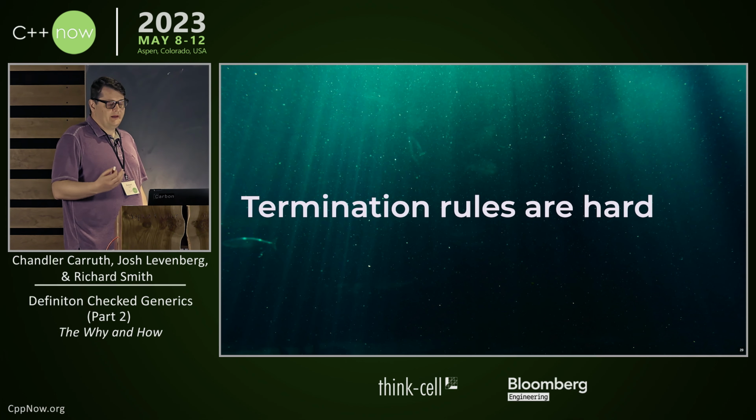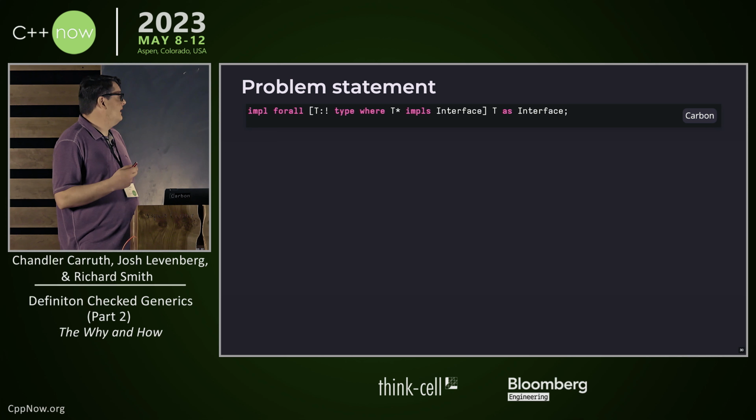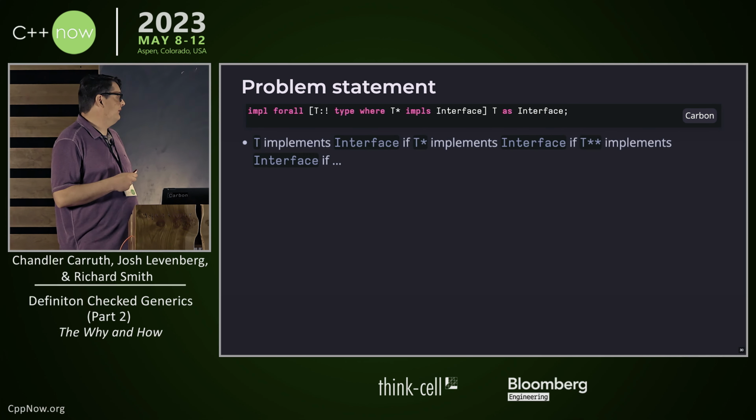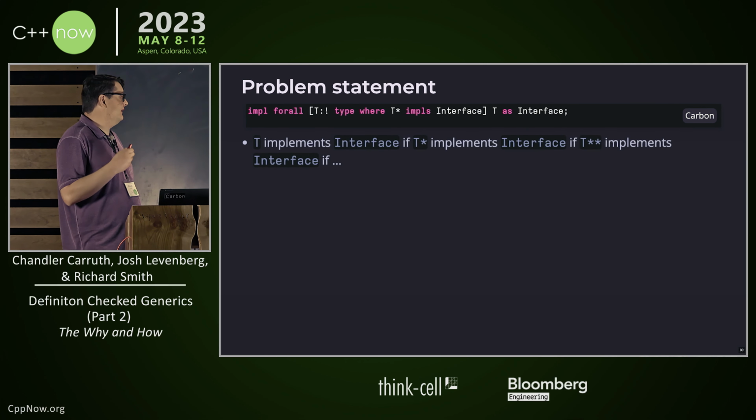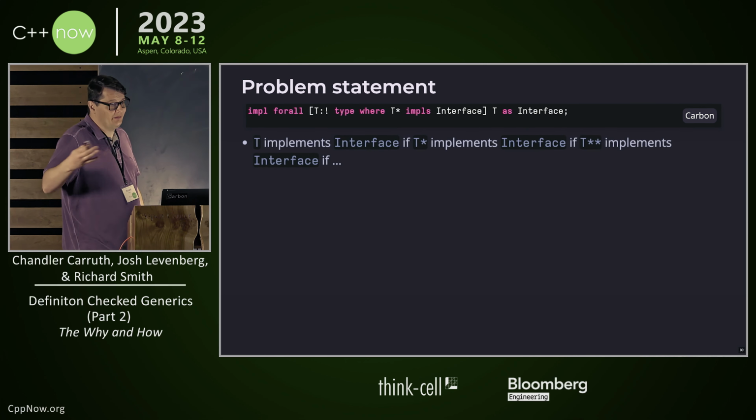So the problem we're looking at is something like this. And what this impl is saying is a type T implements an interface that I'm calling interface if the type T star implements that interface. And that's a problem because the type T star will implement that interface if the type T star star implements that interface, and so on forever.